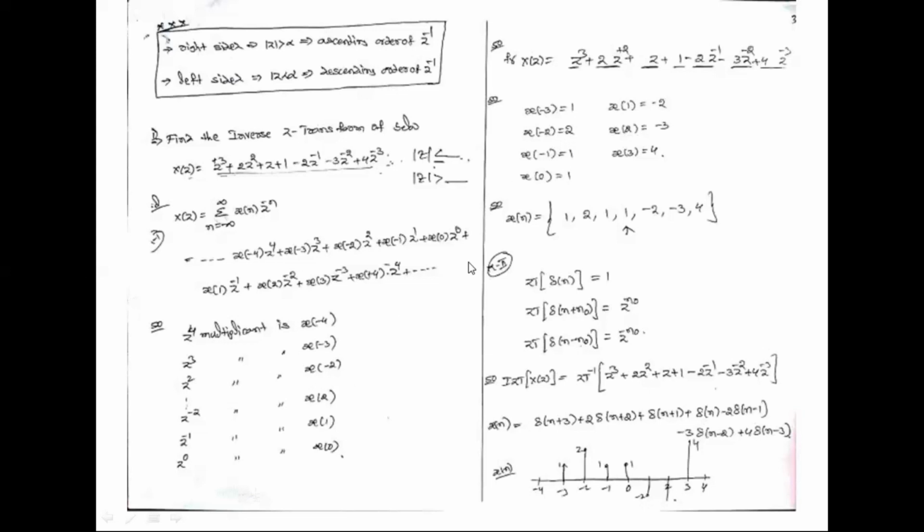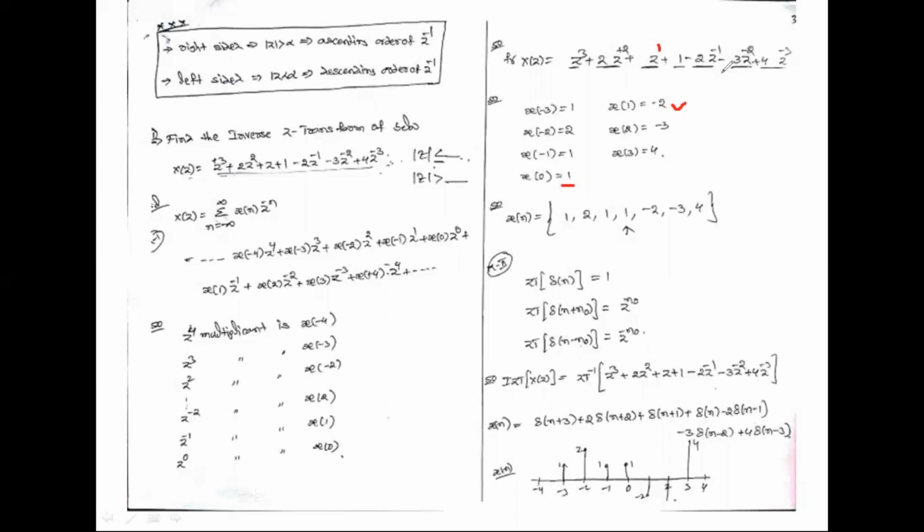And x of minus 1. Next, here x of minus 1 is the z power 1 coefficient, which is 1. And here there is a coefficient 1 for z power 0. Z power 0, that is x of 0, the value is 1. And the z power minus 1 coefficient is x of 1. So x of 1 value is 2.